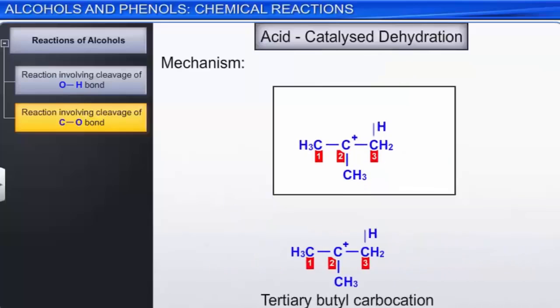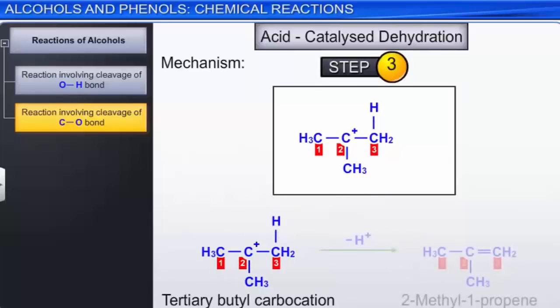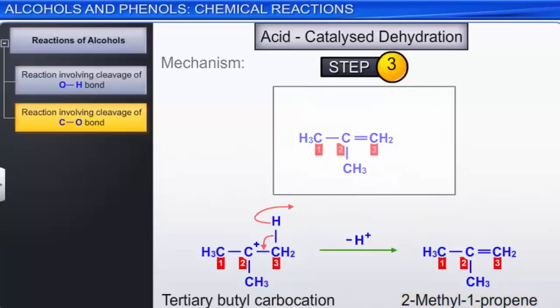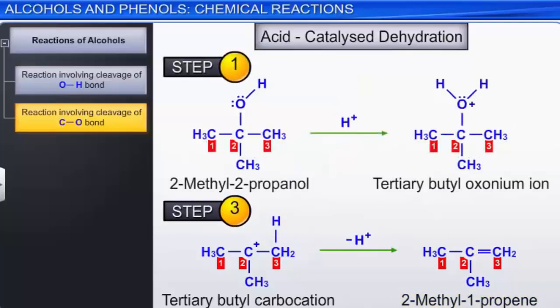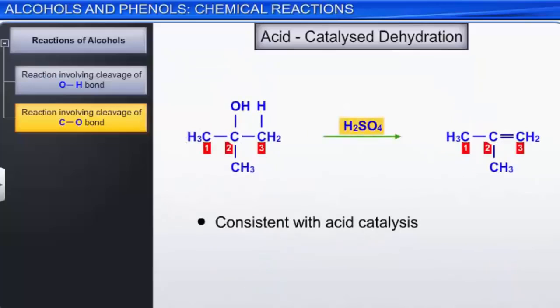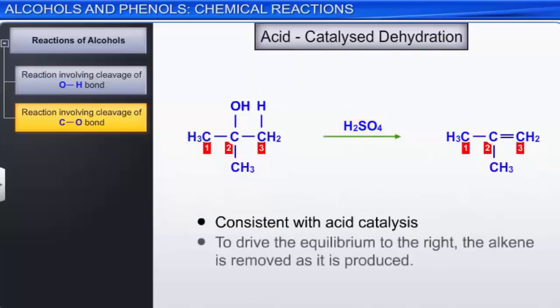The final step of the mechanism eliminates a proton from the carbocation to form an alkene, 2-methyl-1-propene. Notice that the hydrogen ion used in the first step of the mechanism is regenerated in this step. This is consistent with acid catalysis. To drive the equilibrium to the right, the alkene is removed as it is produced.